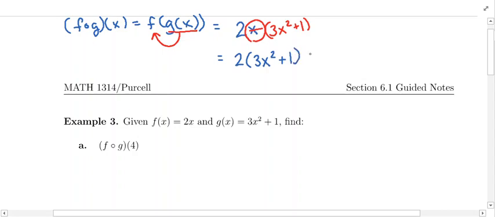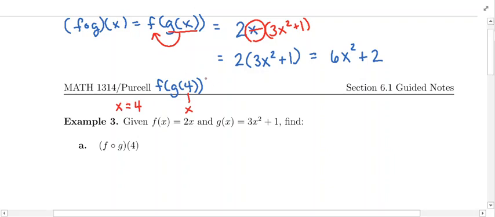If you simplify this to get the simplified function f of g, you distribute the 2, and you get 6x squared plus 2. So that's the function, that's f of g of x. If you want f of g of 4, remember what's in parentheses here is going to be our x value. So you're going to substitute x equals 4.